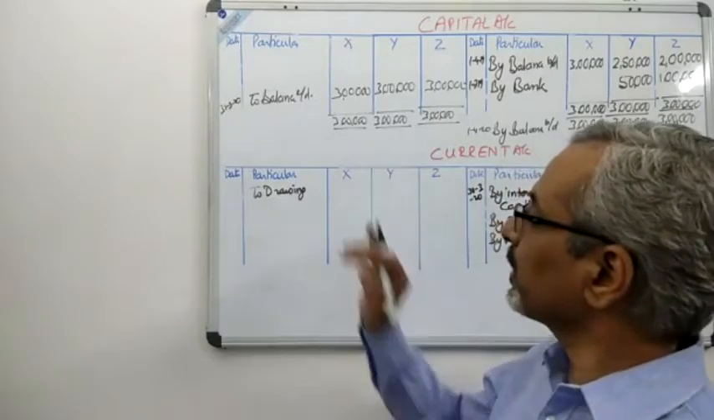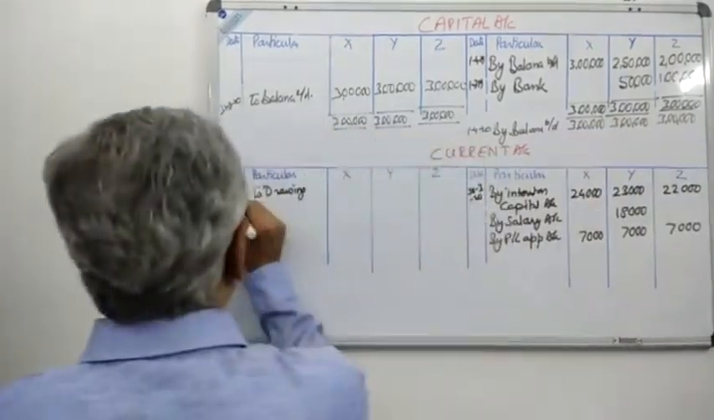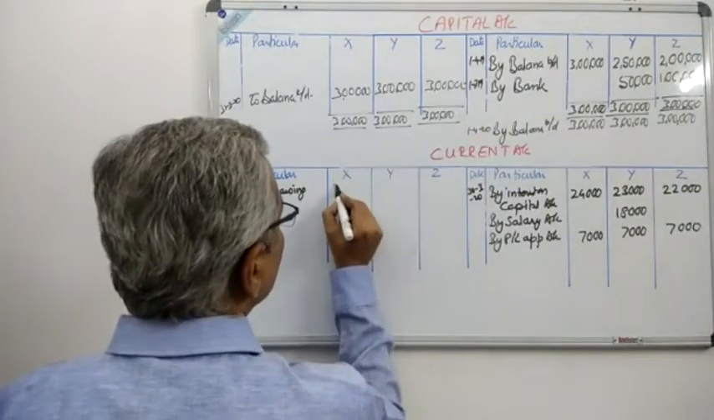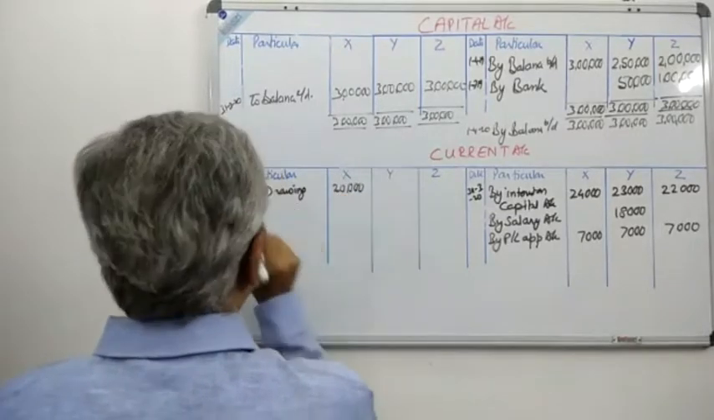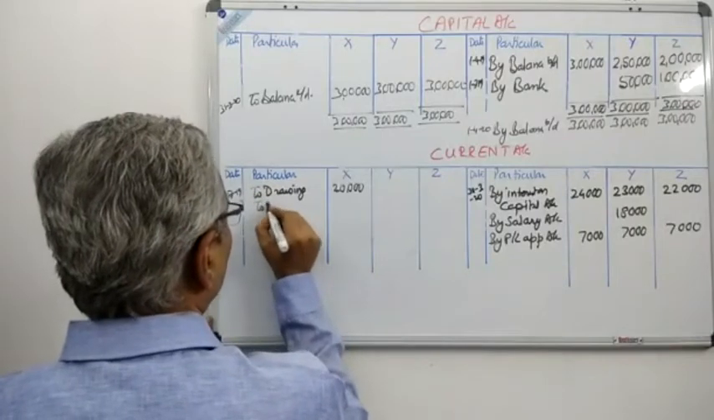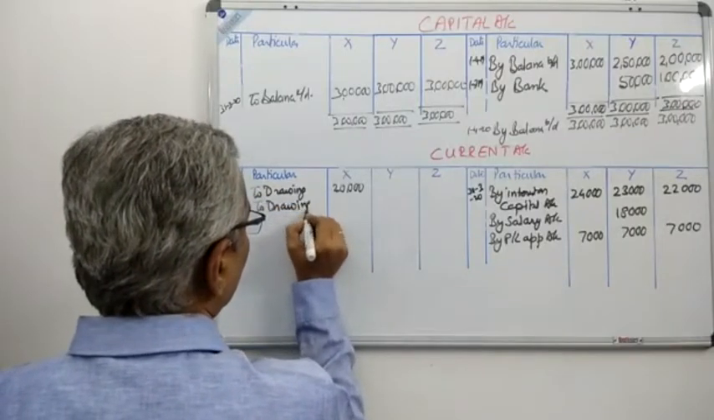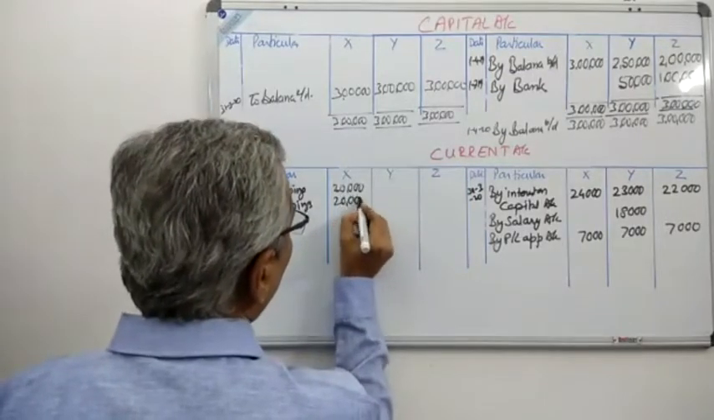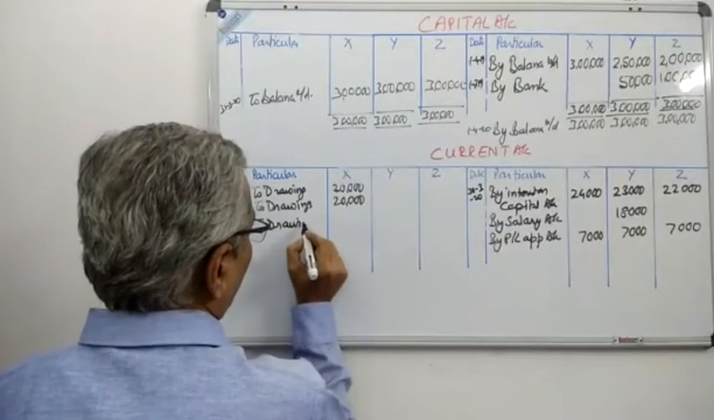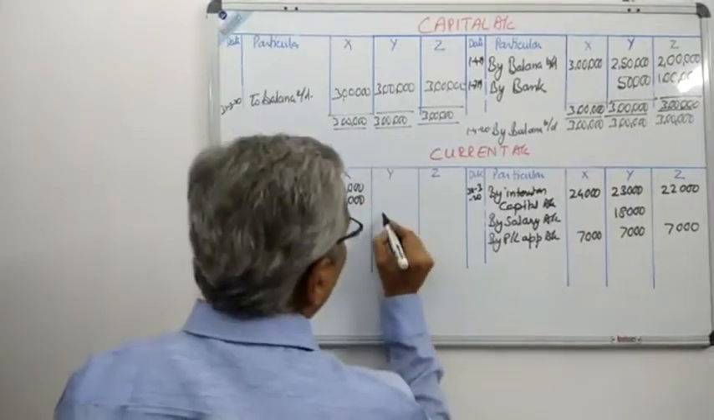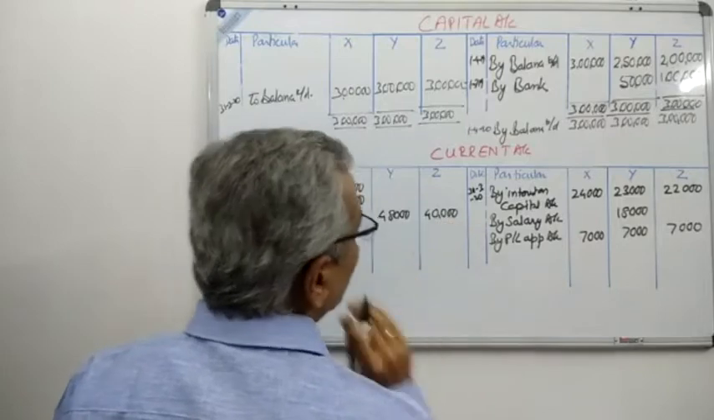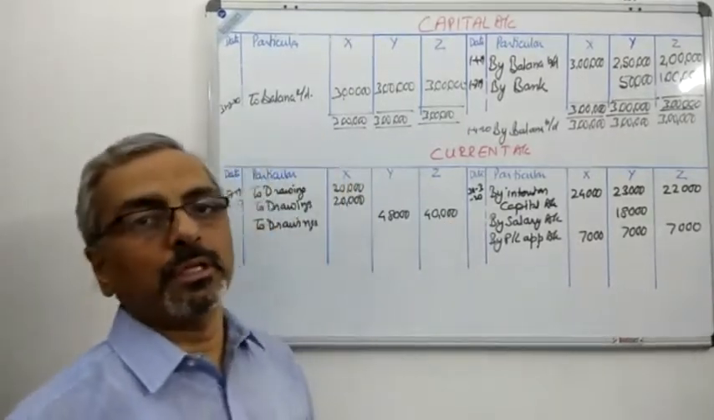So now let us start with the drawings. If you remember, the first drawing was made on the 1st of July 2019, and how much was it? 20,000 by X. The second drawing was on 1st January 2020, and the amount is 20,000 again for X. And if you remember, we had drawings of Y 48,000 and Z 40,000. These are the drawings which are given in the question.